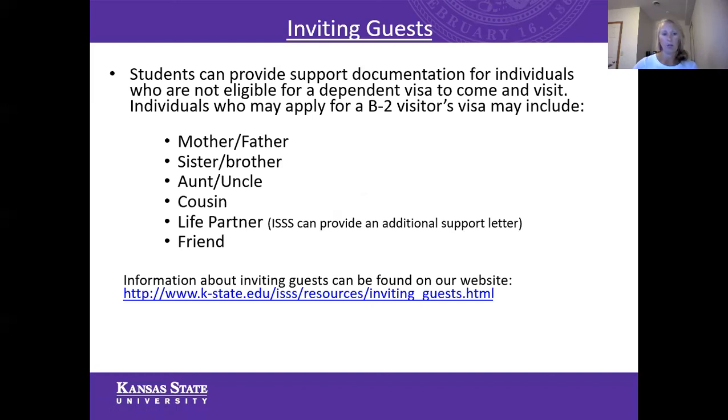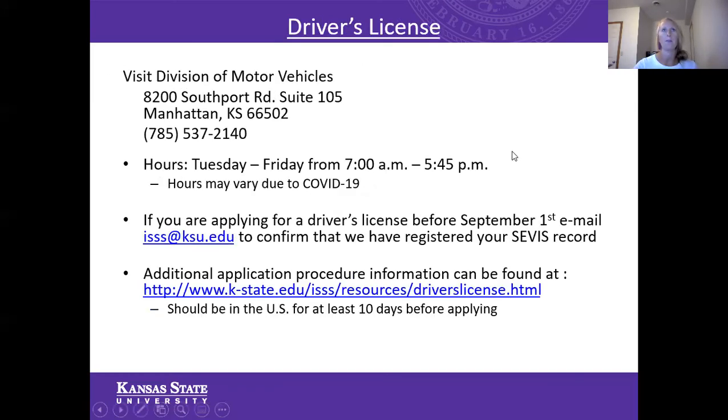So a few other things that I'm going to cover. We know there may be a time that you want to invite family or friends to come visit you. We have a link with some templates and some resources that can help those individuals as they prepare for their visa appointments. There's nothing specific from us that you need, but the information is online. Also online, we have information about applying for a driver's license or a state ID, and that is linked from our website as well.